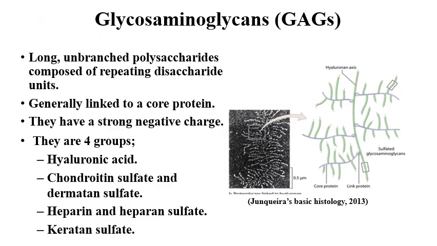Let's start with glycosaminoglycans or GAGs. These are long unbranched polysaccharide chains composed of repeated disaccharide units. These are the GAGs here. As we see, they are often attached to a core protein. This structure is called a proteoglycan, and I'm going to talk about it in the next slide.